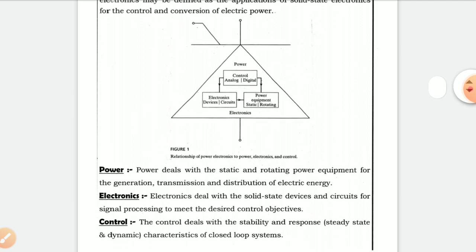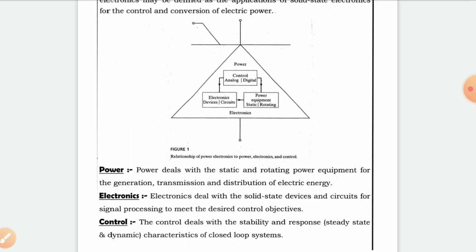In the first block is power, which deals with static or rotating equipment for the generation, transmission and distribution of electrical energy. Here it may be analog signals and digital signals. Then comes electronics, which deals with solid state devices and solid state circuits for signal processing to meet the desired control objectives.